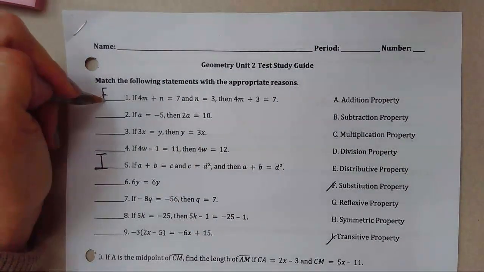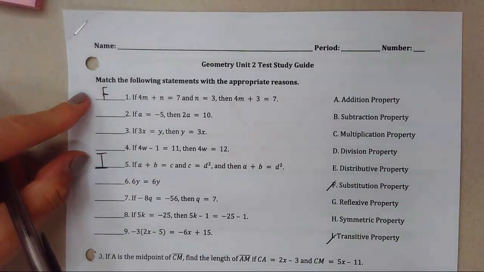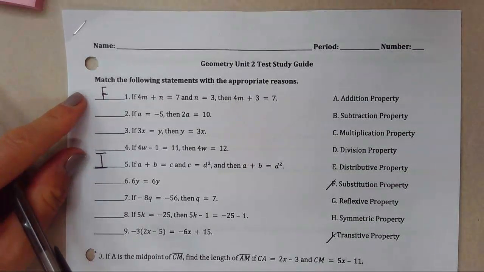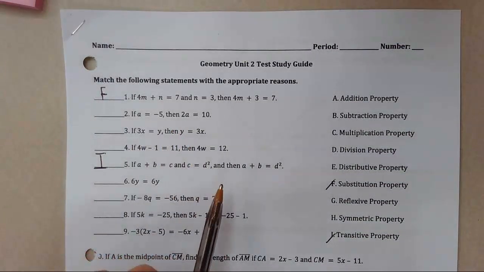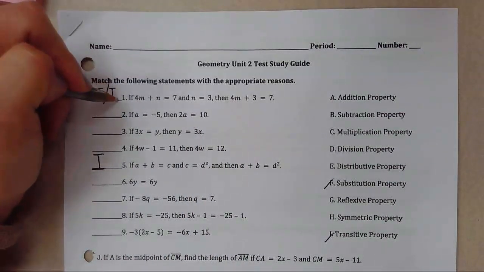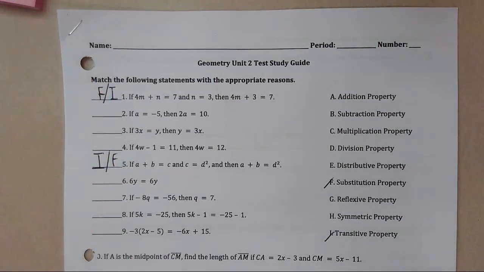So if you guys get these mixed up, transitive and substitution, I'm going to give you the credit for it. Just know that they're very, very similar. Anyway, that's a bit tricky. But if you were to do I here and F here, you're still going to get the credit.